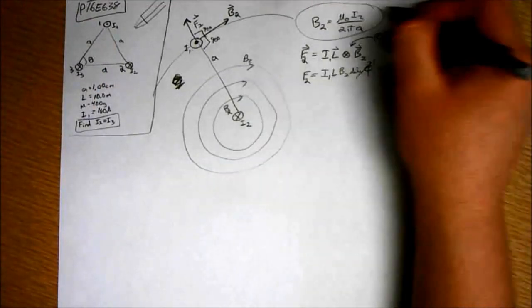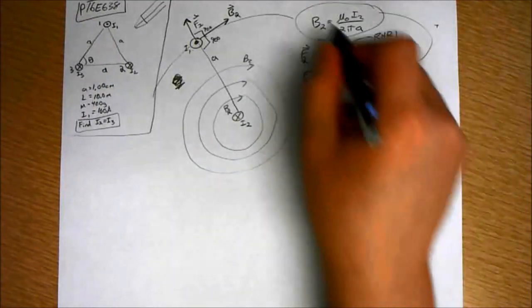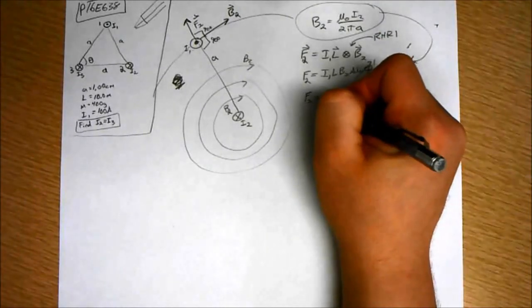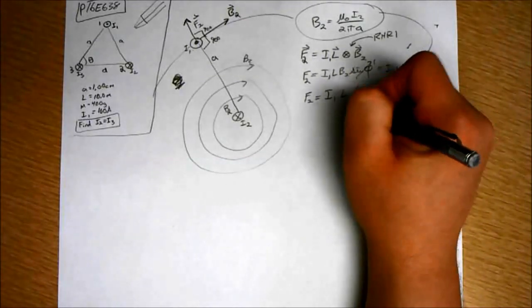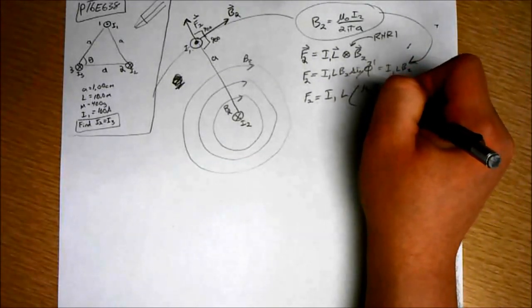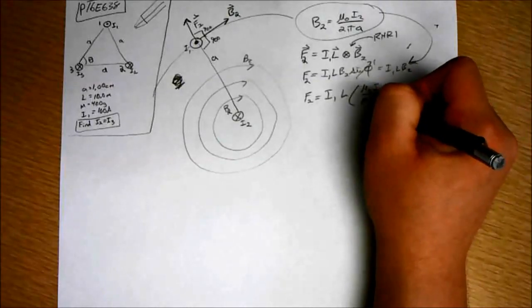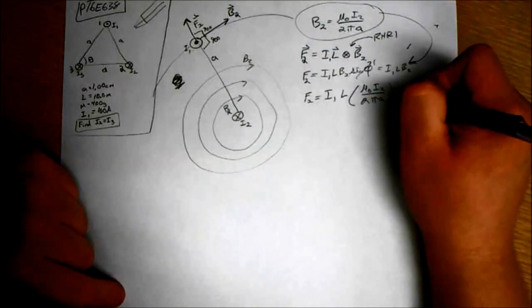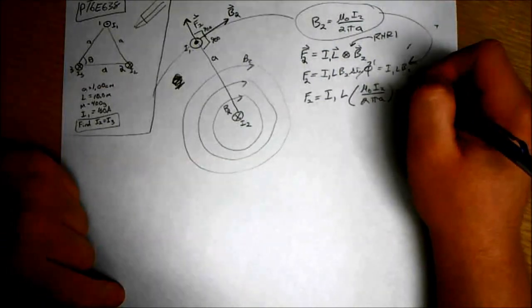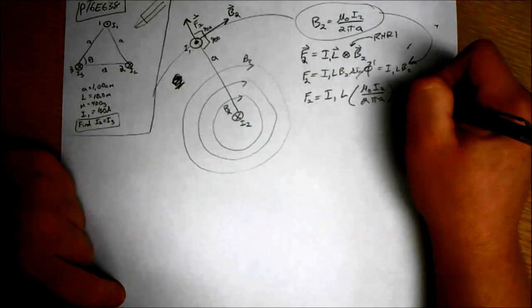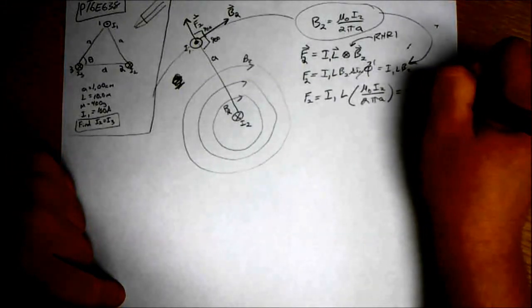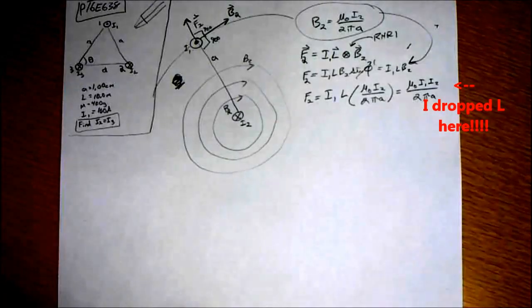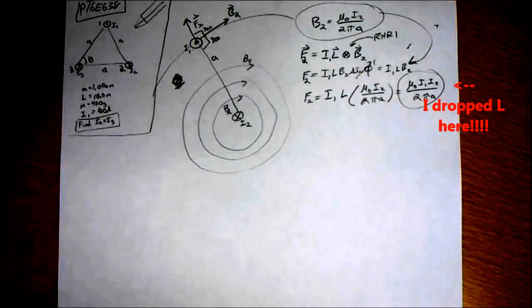What is B2? We found it up here. B2 is the field set up by this wire. So F2 equals I1L times mu naught I2 over 2 pi A. I could clean that up a little bit, put it in an order I like better. I'll say mu naught I1 I2 over 2 pi A. So that's important. We need that magnitude of the force.